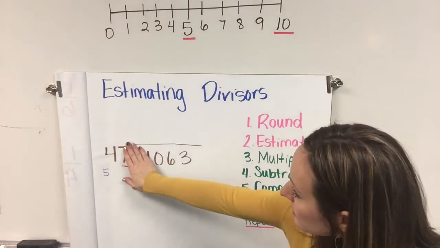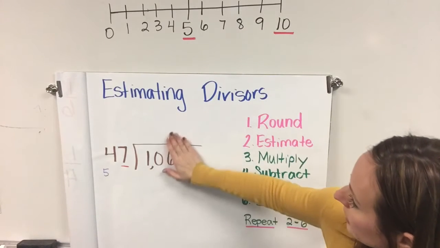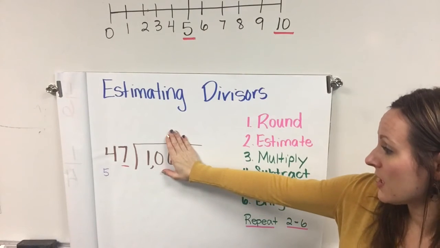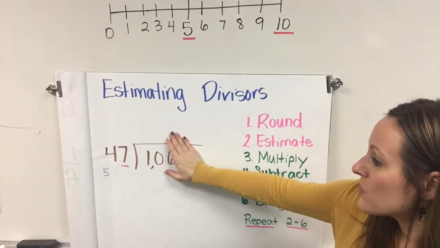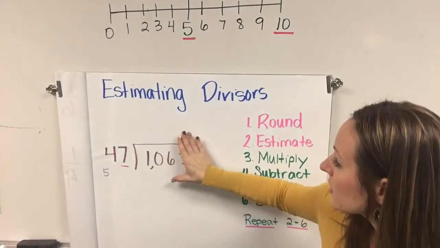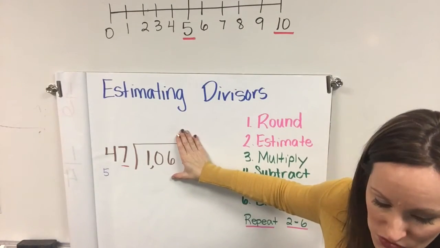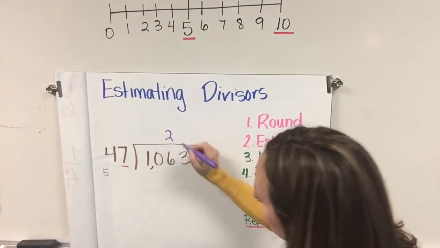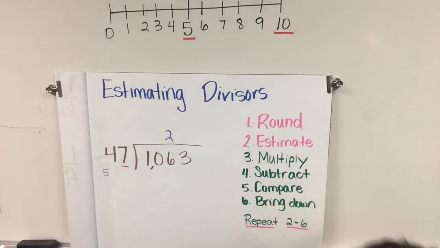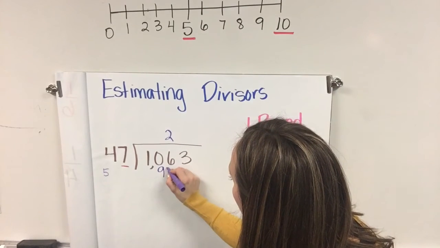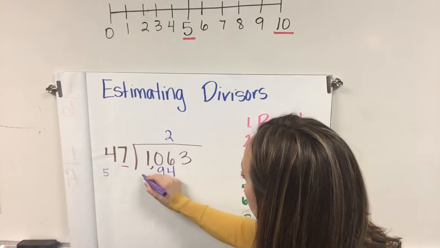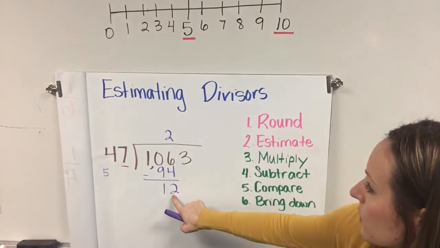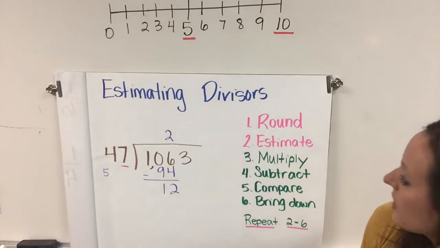So if I call this a 5, I'm going to think about how many times can 5 go into 10? Well, I know that 5 can go into 10 2 times. So I'm going to assume that 47 can go into 106 2 times. If I multiply 47 times 2, I end up with 94. So I do my subtraction and I end up with 12. 12 of course is less than 47, so that works out.